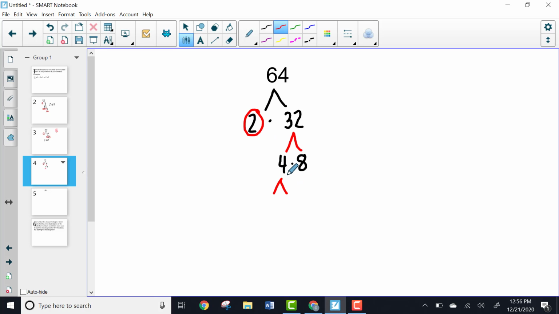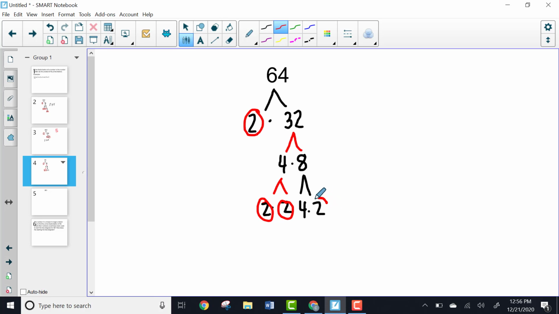So I'm going to think about what multiplication problem equals 4. It's going to be 2 times 2, which is going to give me 4. 2 and 2 are both prime numbers. I'll circle those. So 8 can be broken down still. I need to think about what multiplication problem equals 8. This would be 4 times 2. 2 is a prime number.